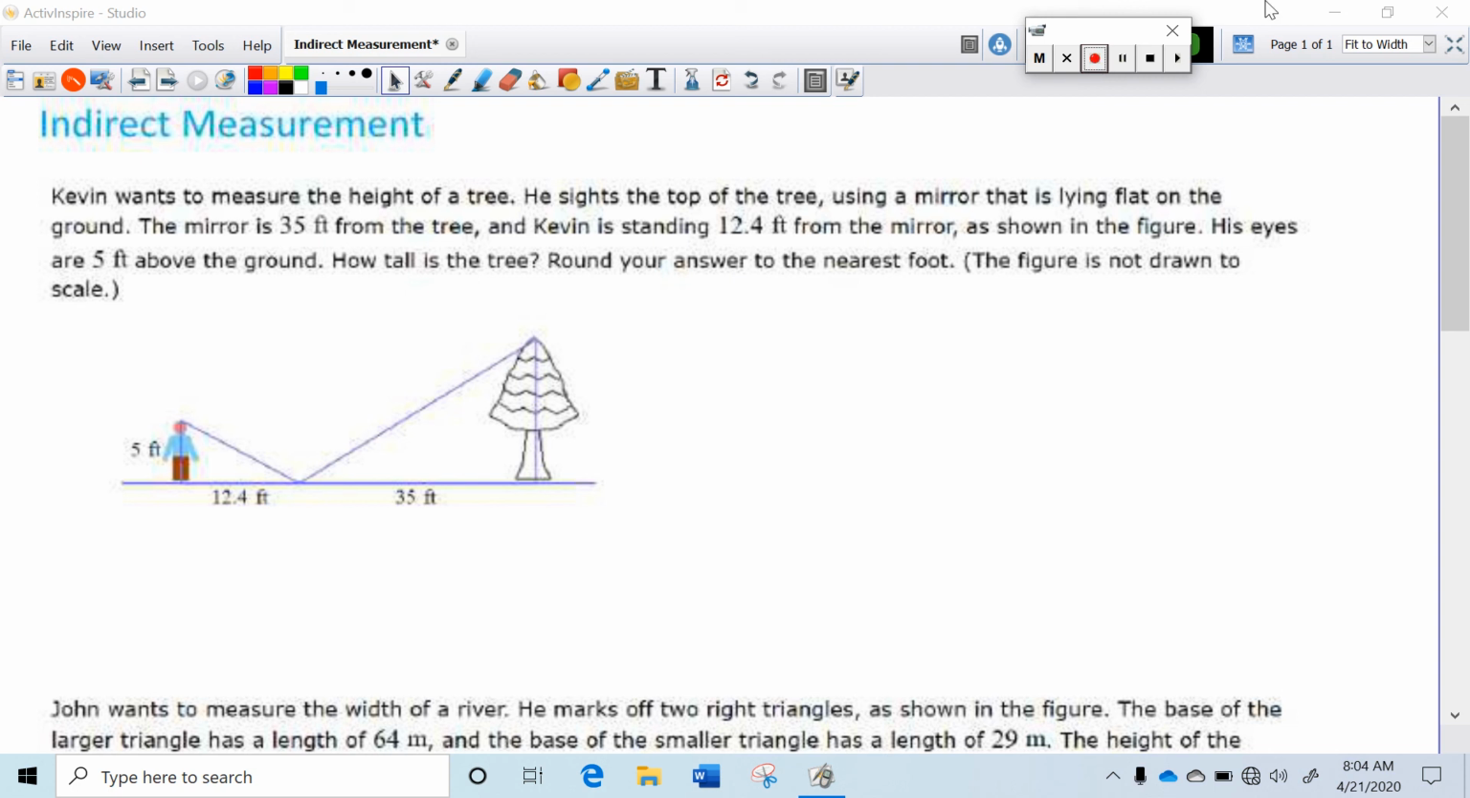Okay, indirect measurement, you want to set them up as proportions. So I'm going to show you how to do that from a diagram and from just a regular old word problem. Kevin wants to measure the height of a tree.